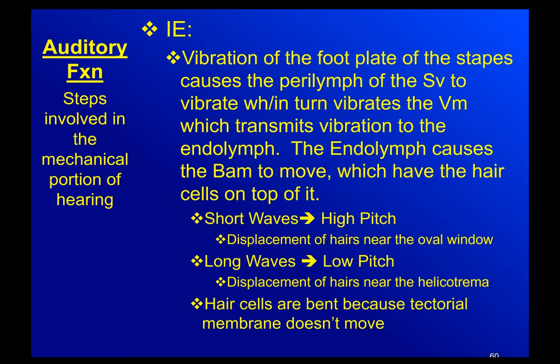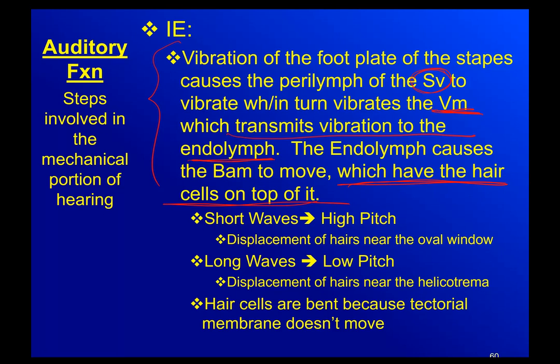In the inner ear, the vibration of the foot plate of the stapes, so where you'd put your foot in that stirrup, causes the perilymph of the scala vestibuli, that top tube, to vibrate, which in turn vibrates the vestibular membrane, which transmits that vibration to the endolymph. The endolymph causes the BAM, the basilar membrane, to move, to vibrate. That's where the hair is. The hair is sitting on top of it.